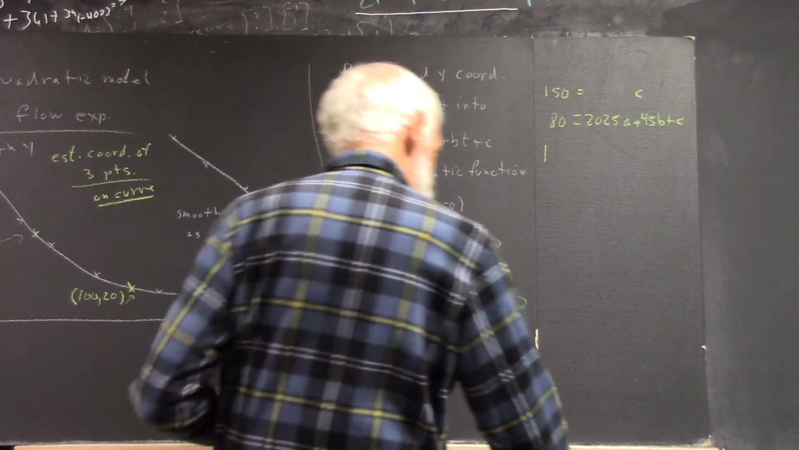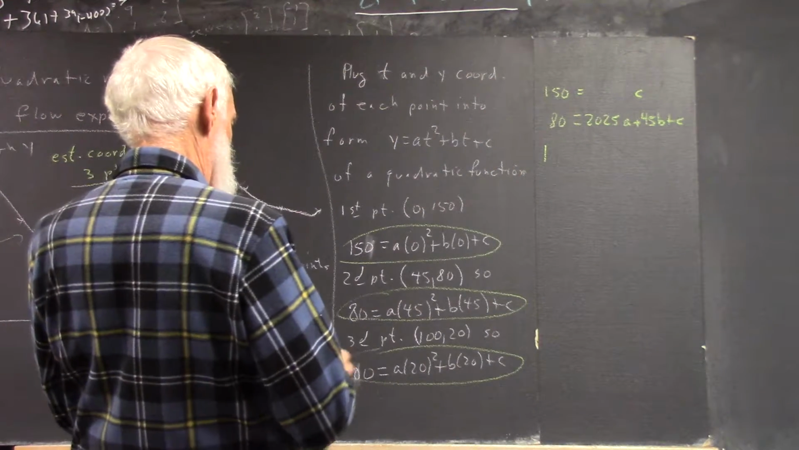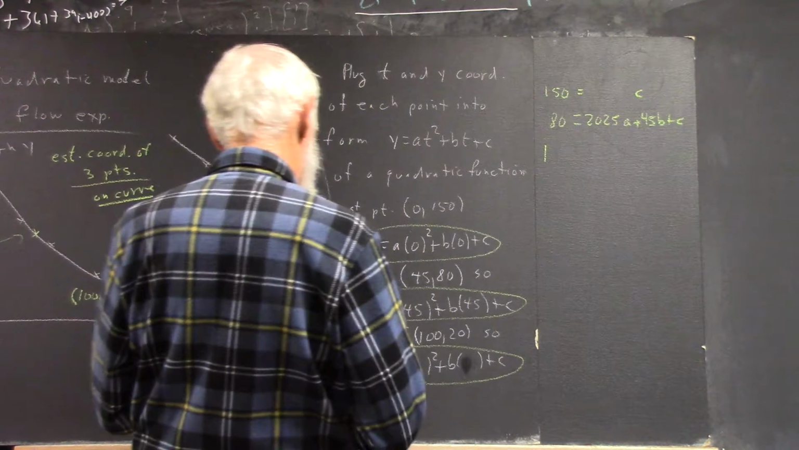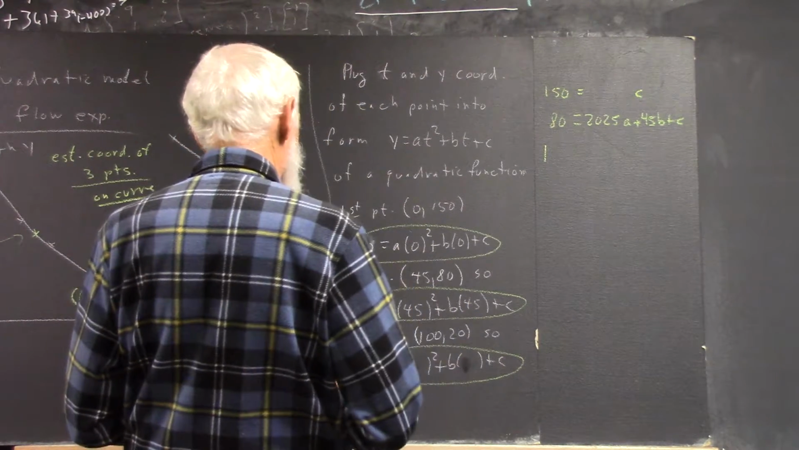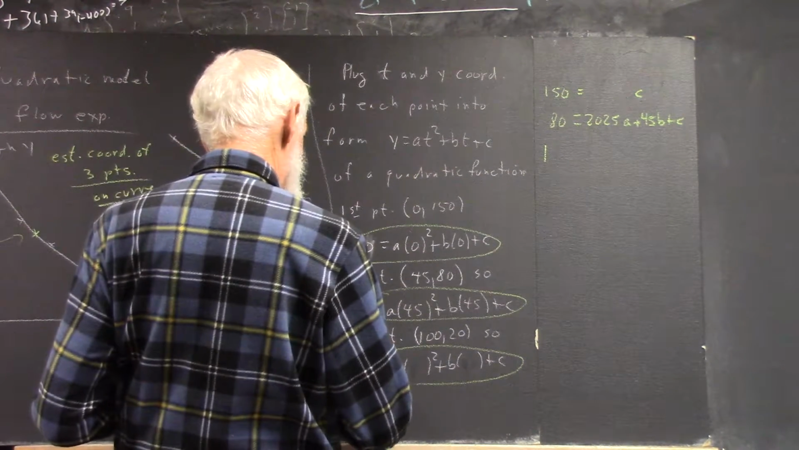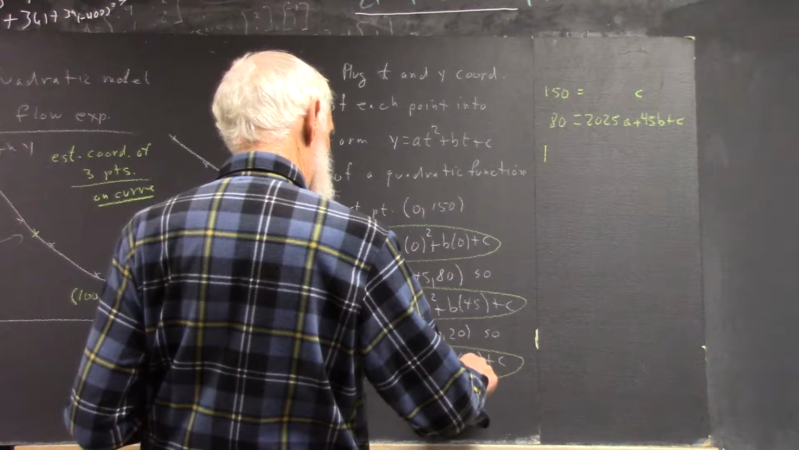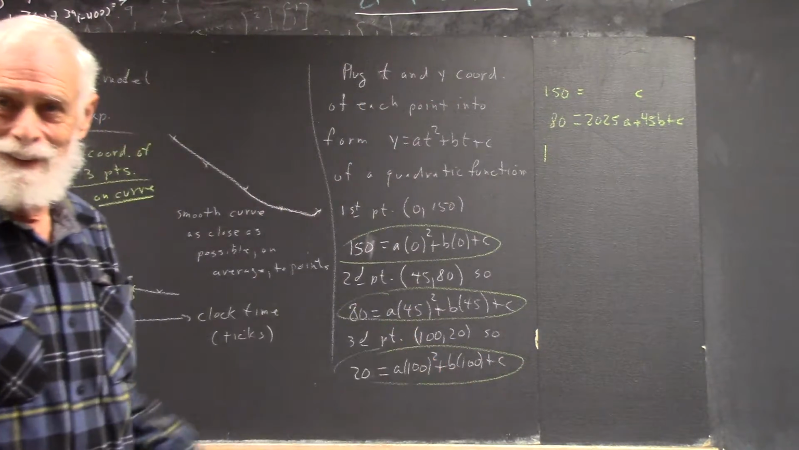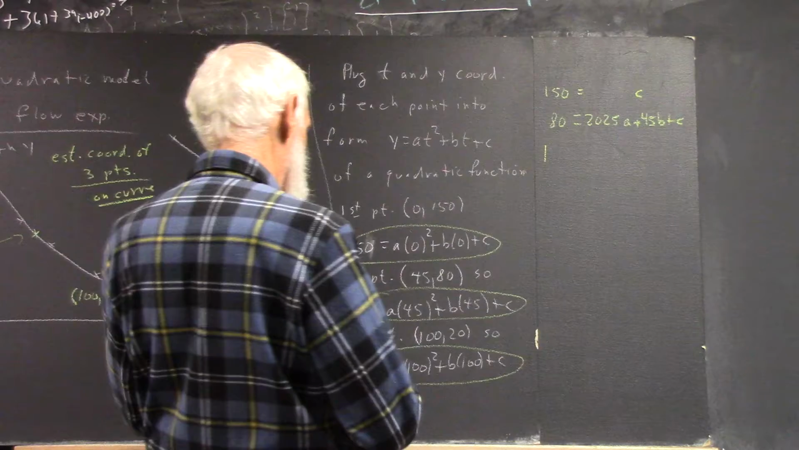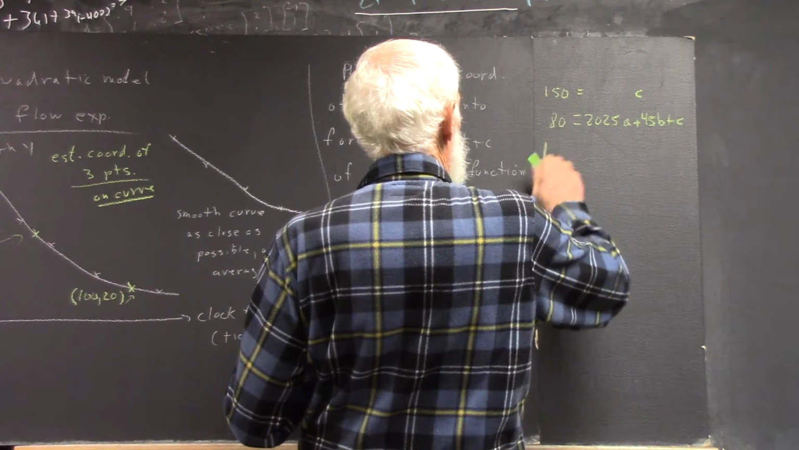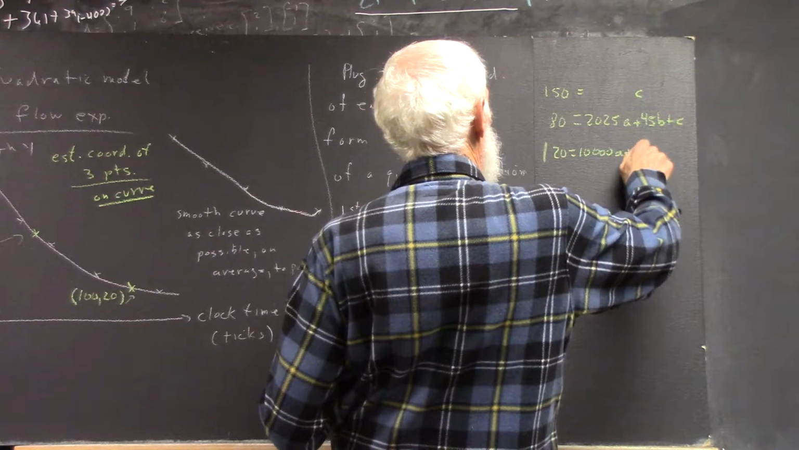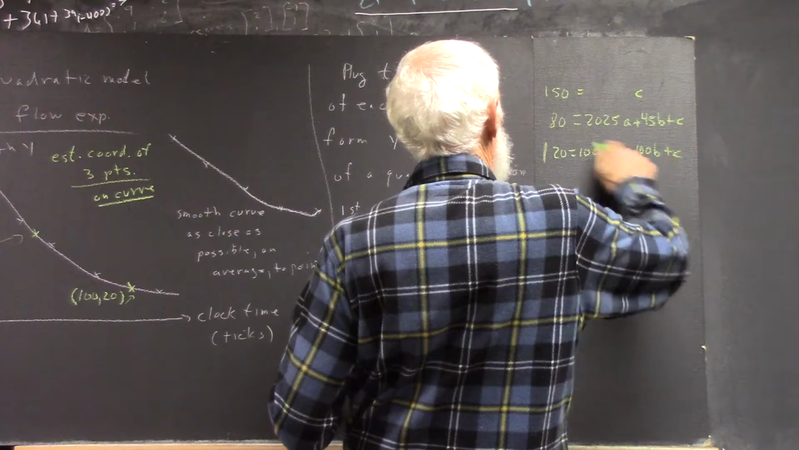I've got this last equation wrong. Your y coordinate is 20, your t coordinate is 100. So you want to be careful about that. I pretended to make this mistake just so you would see what you don't want to do, okay? Okay, so anyhow, I didn't pretend, I just wrote it down wrong. So I've got 20 equals 10,000A plus 100B plus C.